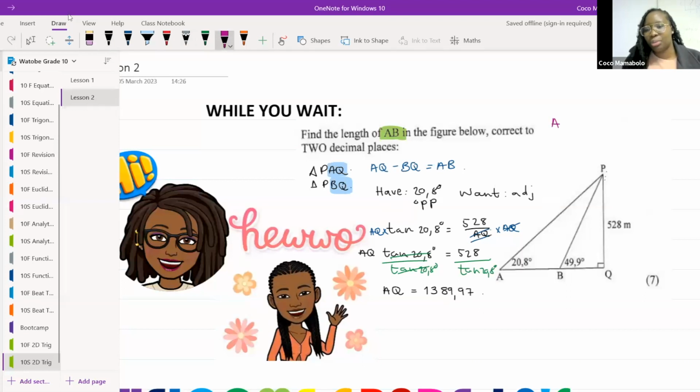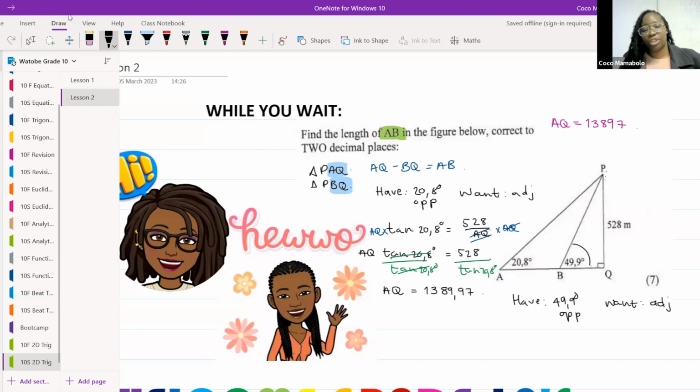Amazing. I'm going to put it up here so we don't lose it, because I'm going to erase some of the stuff. All right, good. Now we've got AQ. You said we still need to find BQ. Yes, ma'am. Now we do almost the same thing. We have the angle 49.9, and we also have our opposite side, which is 528.